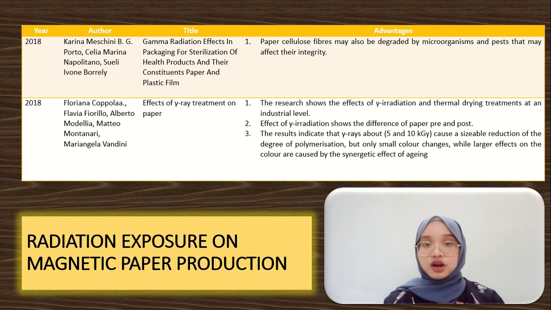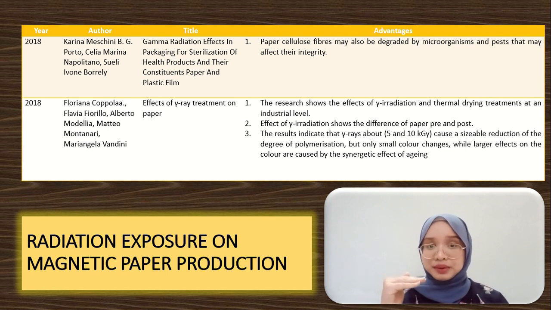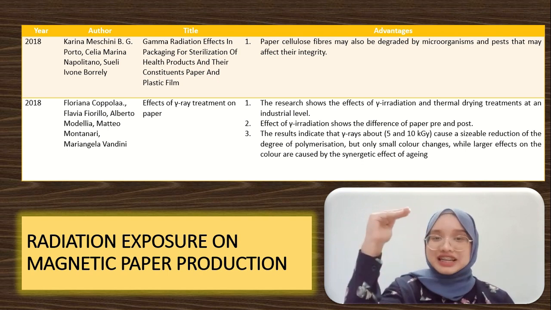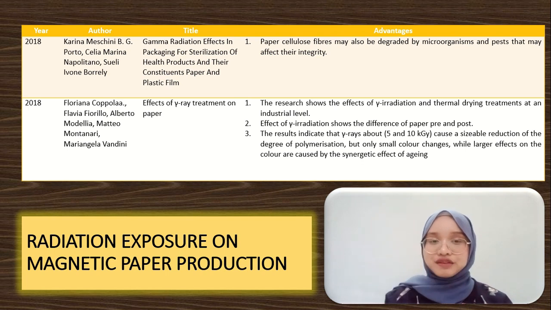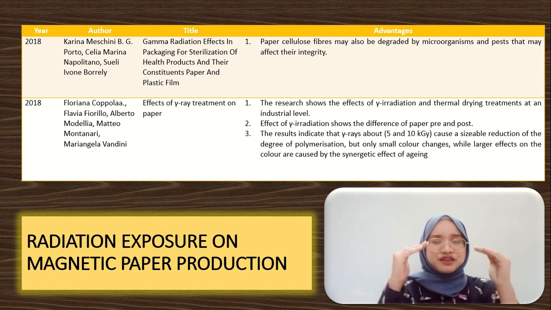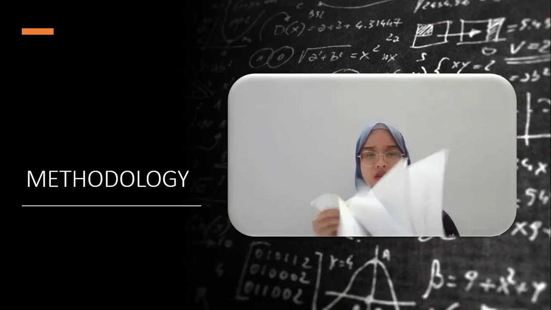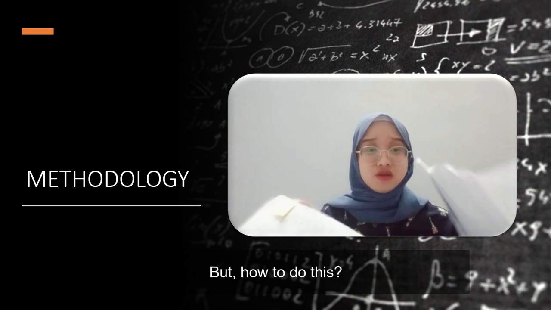Radiation exposure on magnetic paper production. The credibility of paper may decrease due to the presence of bacteria and fungi. Therefore, to increase the integrity of the paper, irradiation by using gamma ray on the paper is to avoid the fungi and bacteria that can degrade the quality of the paper caused by the spots and stains. But how to do this?